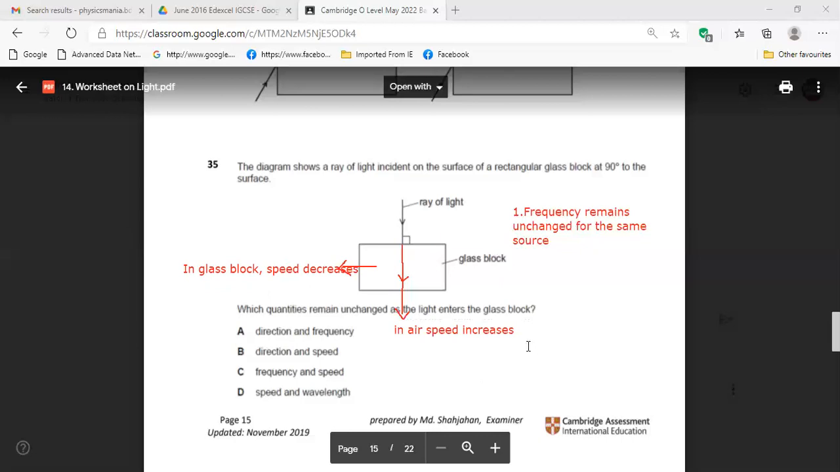Okay, now we have the second point. Second point, what I said: if light travels straight (in brackets, through the normal), then it does not bend.